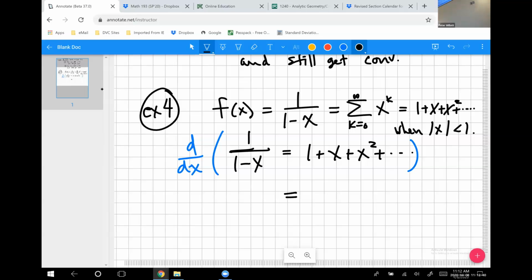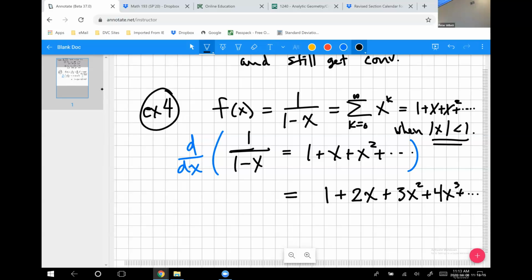So the derivative of 1 is 0. The derivative of x is 1. The derivative of x squared is 2 times x. The derivative of x cubed would be 3x squared, and we'd get 4x cubed, etc. So if these two things are equal when x is less than 1, then after I differentiate them, they're still going to be equal. That's what Theorem 9.5 says.